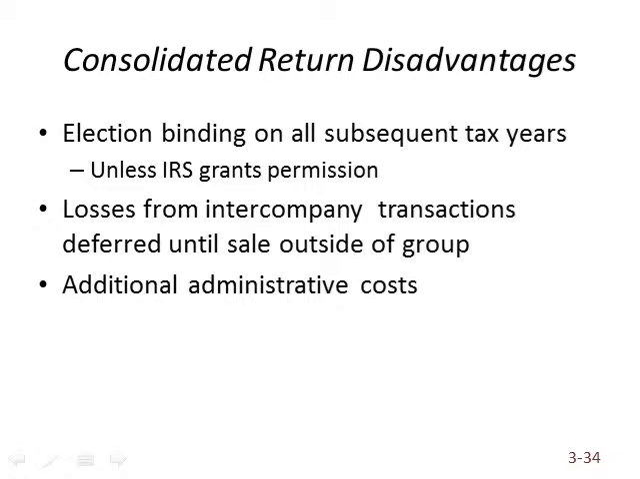Some of the disadvantages of being considered a part of an affiliated group is that once you've elected to be treated and file a consolidated tax return as part of an affiliated group, it's irrevocable unless the IRS grants special permission. Losses from intercompany transactions are deferred until sale outside of the group. So, we see that that's both an advantage and a disadvantage depending on the particular circumstances. And then you have additional administrative costs, because now you're having to combine and consolidate and really track the effect of transactions not across one corporation but across multiple corporations within the affiliated group, and these can become very expensive.